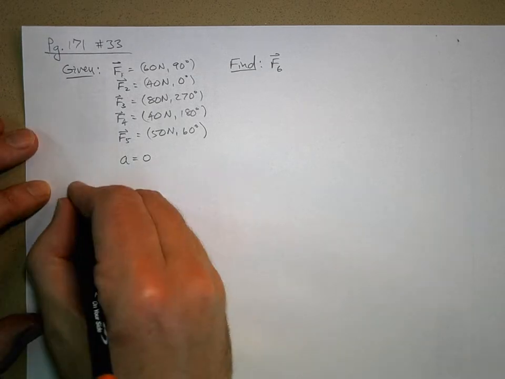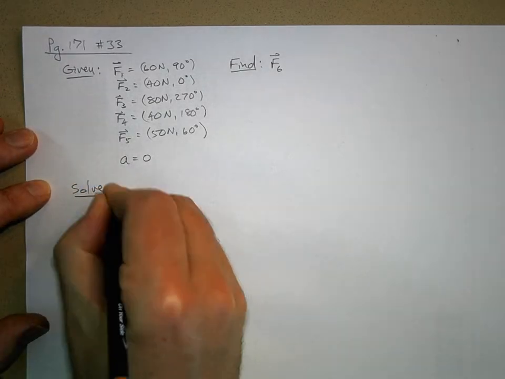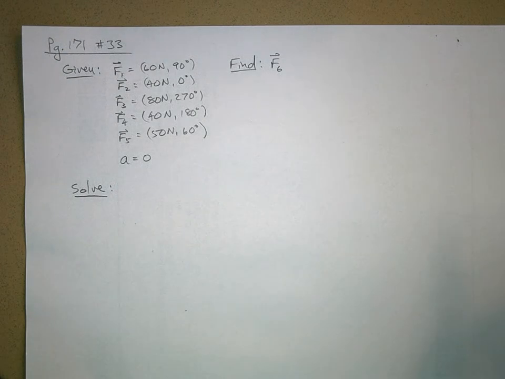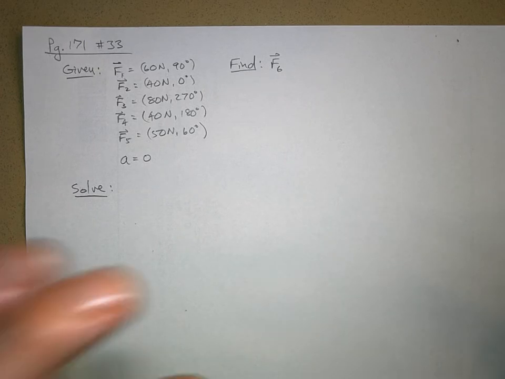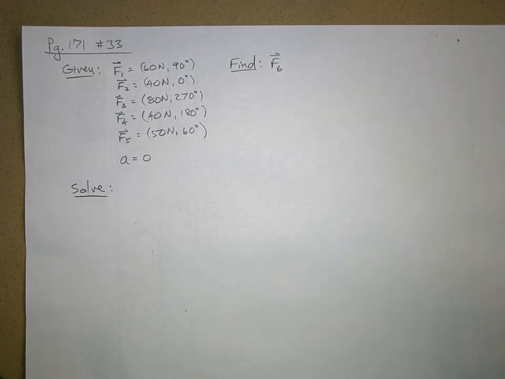So let's solve this. Now, I'm going to solve this using the procedure. There's 2 ways to do this. You can add all the forces, F1, 2, 3, 4, 5, together, and then find the resultant force. And then F6 is the equilibrant force of that. So you just take that same force and then add 180 degrees to its angle, and that will give you the force that will hold it in equilibrium. I'm going to use the procedure for this instead.